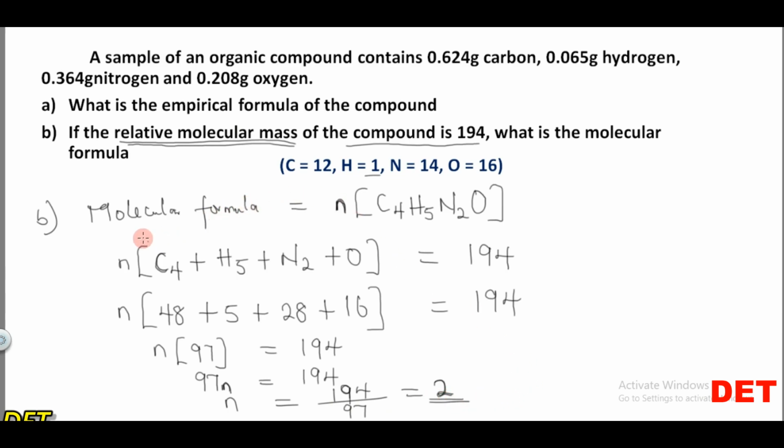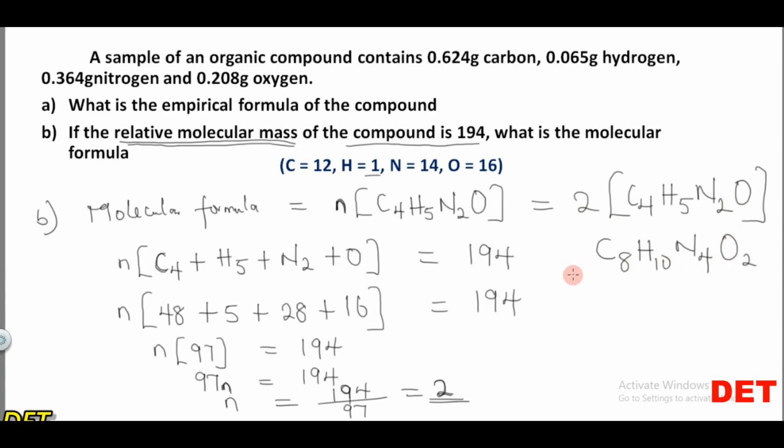So the whole number multiple is 2. So we have that the molecular formula is equal to the whole number multiple of the empirical formula. My n, I've calculated it to be 2, so this will be 2 open bracket C4H5N2O, which is the empirical formula. So 2 times C4 will give me C8. 2 times H5 will give me H10, because 2 times 5 is 10. 2 times N2, that's 2 times 2, will give me 4, so N4. 2 times O will give me O2. This is the molecular formula of this compound.